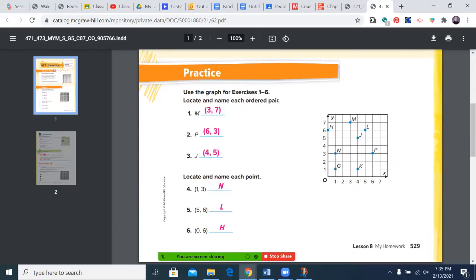And we can see that M was at 3 over, 7 up. Makes me kind of thirsty.